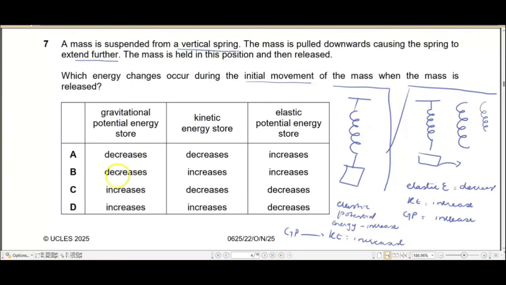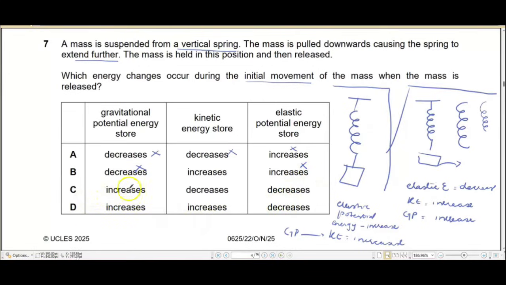Okay. So let's now look at our options. Option A, gravitational potential energy decreases. No, it has to increase. Kinetic energy decreases. No, it has to increase. And elastic energy has to decrease. So this option is not applicable. In the next option, gravitational potential energy decrease is not going to happen, and elastic potential energy is not going to increase since it's being compressed and not stretched.